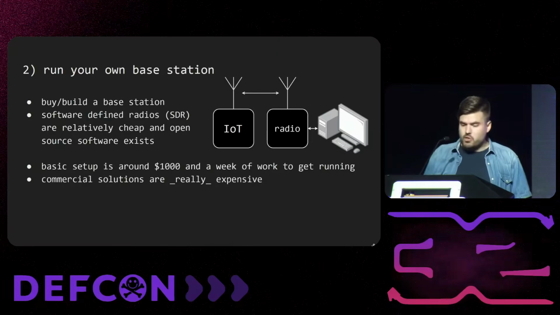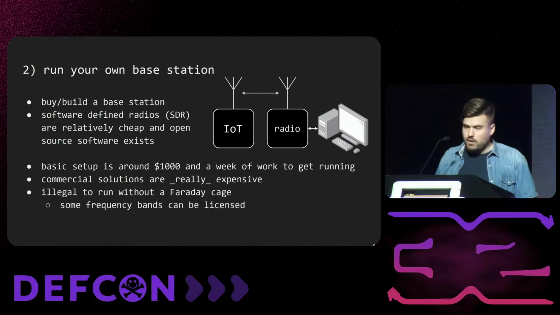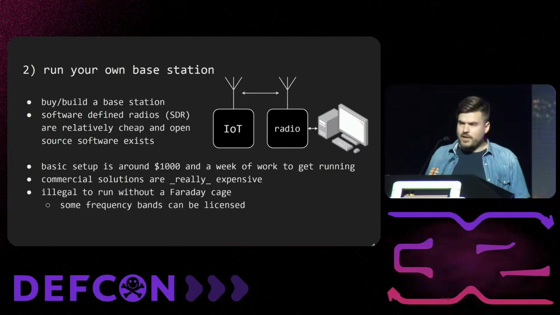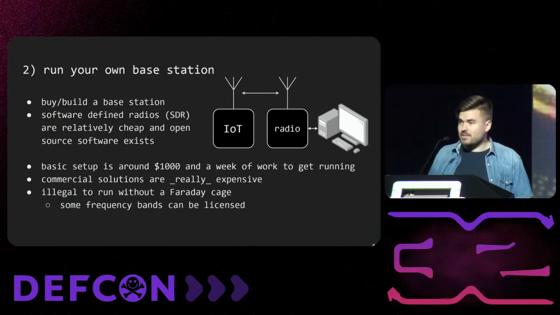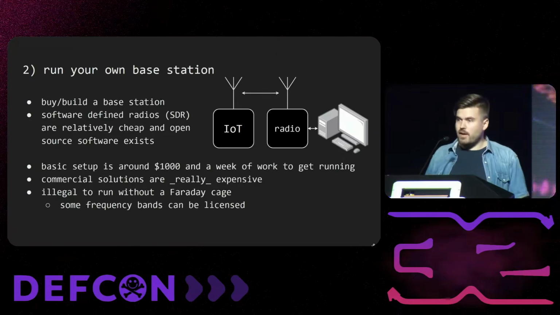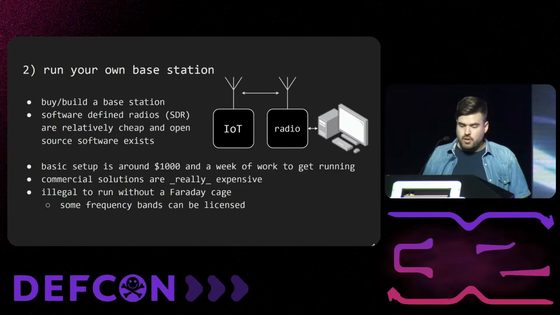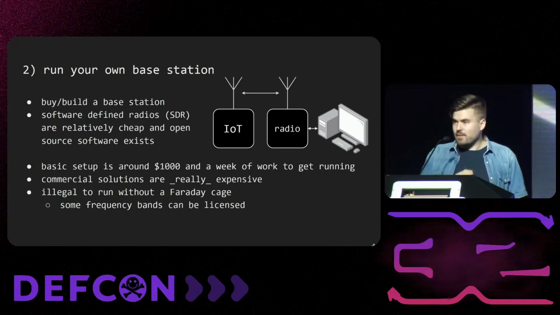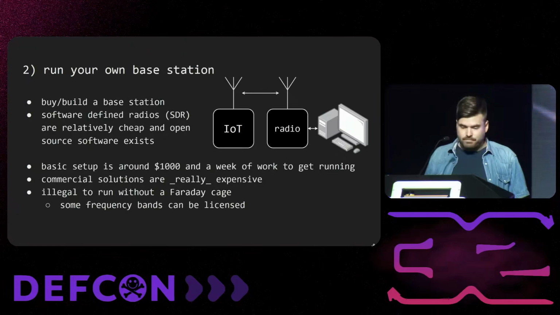And if you want to buy the commercial thing, then it's really expensive. The problem with these is the radio bands are heavily licensed. They are used quite a lot, and that means that all available bands have been bought by someone. So it's illegal to run without a Faraday cage. You need a kind of pouch that you put your radio and your device in. And you have to be careful not to leak the signal because someone will come find you.